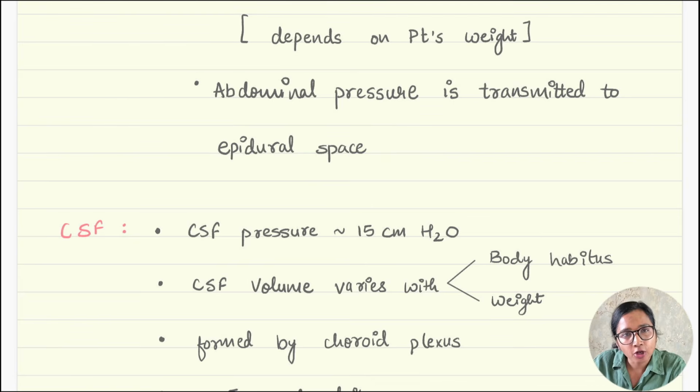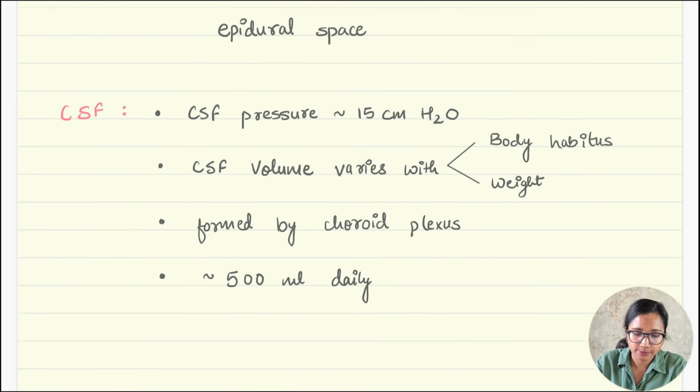The abdominal pressure is transmitted to the epidural space. This can be seen in patients who are obese, who are pregnant. So, an increase in epidural pressure increases the rise of the drug. So, the intrathecal spread of the drug, or the epidural spread of the drug, increases by an increase in epidural pressure.